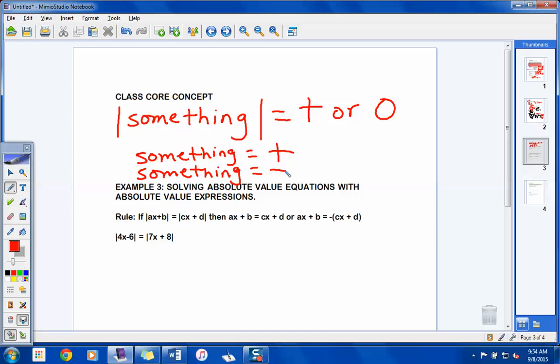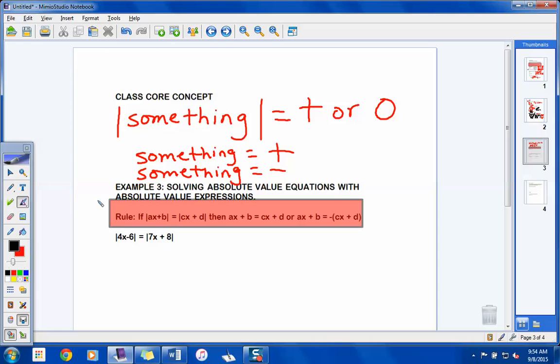Example 3, this is where things may get a little tough. Example 3 says solving absolute value equations with absolute value expressions. This is not a situation where you have just one absolute value, but you're going to have 2 of them. Here's the rule, pretty plain and simple. If you have something, isn't this like the something right here equals absolute value of cx plus d? This is like the something on the left, isn't it?